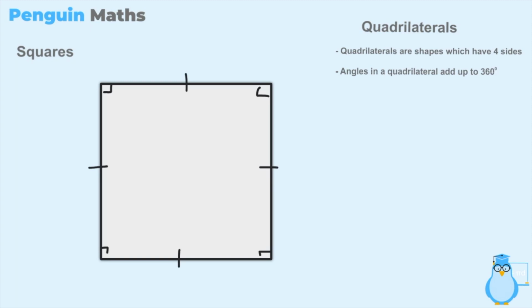And we know that all angles within a quadrilateral add up to 360 degrees. And it just so happens in this case with a square, each of the angles are the same, therefore they are equal to 90.